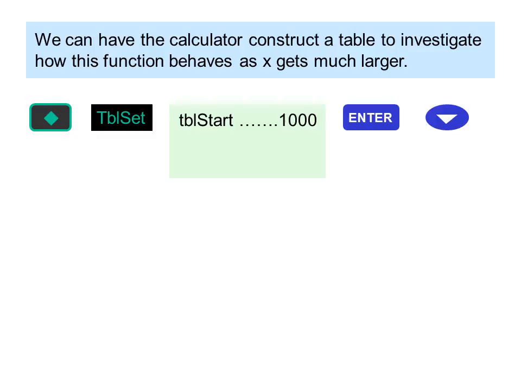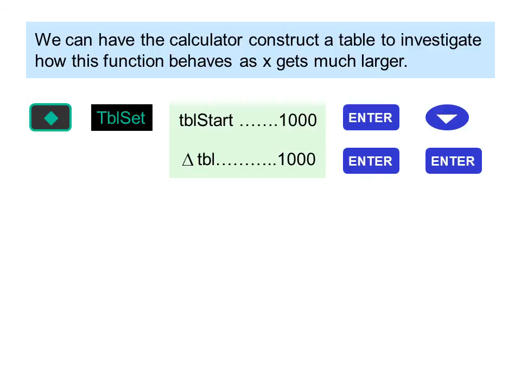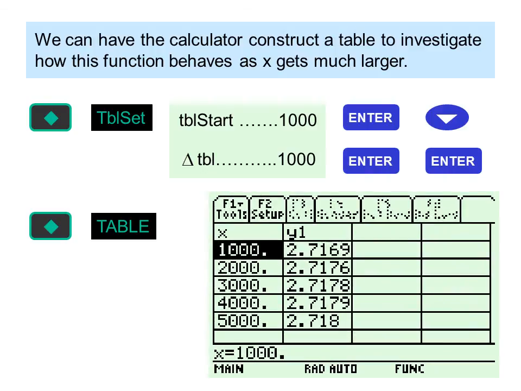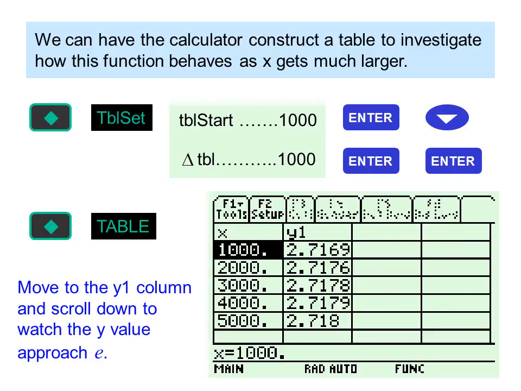Press Enter. Scroll down. Delta Table equals 1000. Press Enter. Press Enter again. And then press Diamond Table. And the calculator calculates a y value every 1,000 units on the x-axis. And we see as we go quite a ways to the right, 1,000 units to the right, we get 4 digits of accuracy. We could move to the y column and scroll down to watch the y value approach E.